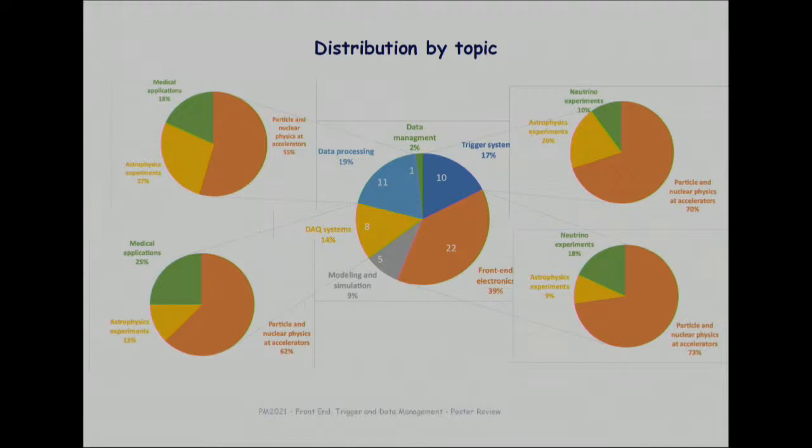It's quite interesting. This session is front-end, data acquisition, trigger, data processing, and it's quite well distributed over these topics. And for the large chunks here, this has been broken up into the applications. We see it's always the particle and nuclear physics that are the largest part. We get quite a lot of astrophysics, and here a few medical applications, and then here astrophysics and neutrino experiments. The statistics was provided by Ludovico.